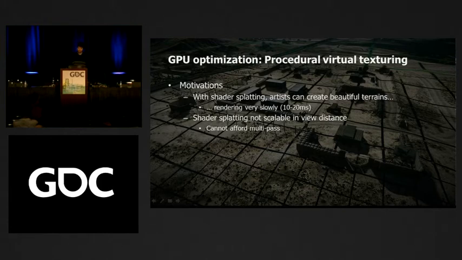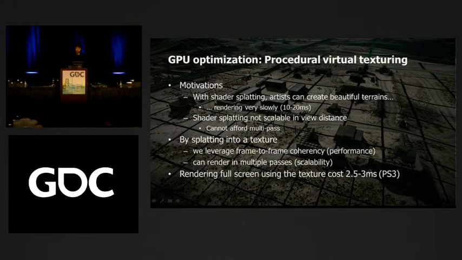So, with those problems, we decided to try out the virtual texture approach. The virtual texture is basically shader splatting into a texture. And doing that, we leverage the frame coherency quite well, which gives us performance. But we can also afford to do multipass rendering if needed. So it actually gives us scalability as well. And as I mentioned, once you have the texture, you can just lay it down into the debuffer, and it takes 2.5 to 3 milliseconds.